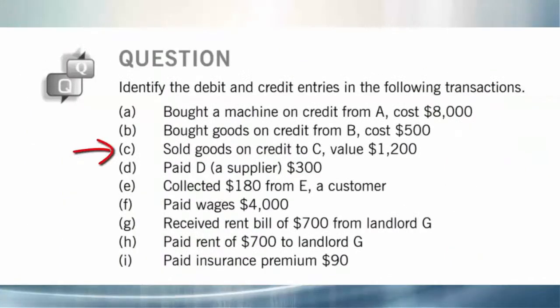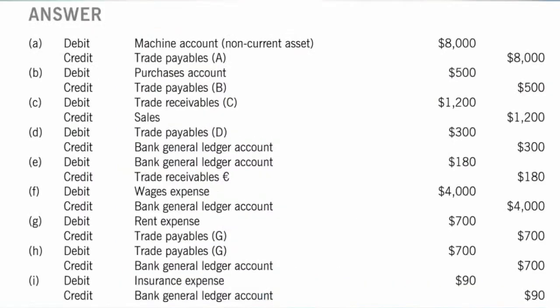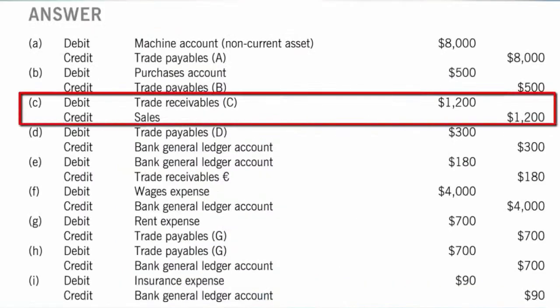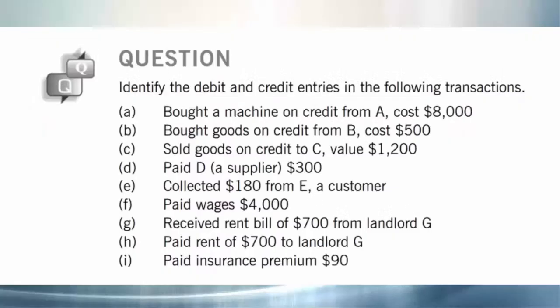Transaction C. Sold goods on credit to C, value $1,200. Explanation. The business sold goods, creating revenue. This increases the sales account, which is recorded with a credit entry. Since the customer, C, hasn't paid yet, they owe the business money. This is an asset, trade receivables account, which increases with a debit entry. Entry. Debit trade receivables account, C, for $1,200. Credit sales account for $1,200.